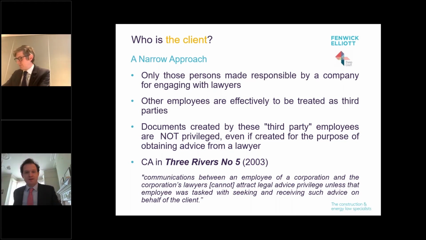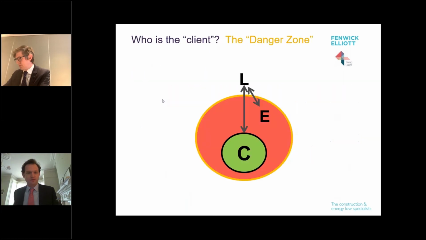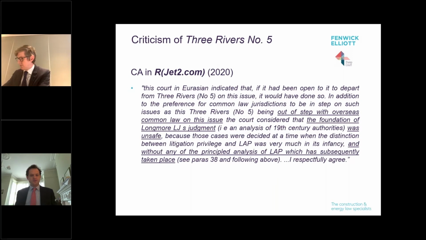Nobody likes this decision, least of all the Court of Appeal, who've been very critical of it. And this is the Court of Appeal in Jet2 last year, criticising the basis for that decision as being unsafe and without any of the principled analysis of legal advice privilege which has subsequently taken place.